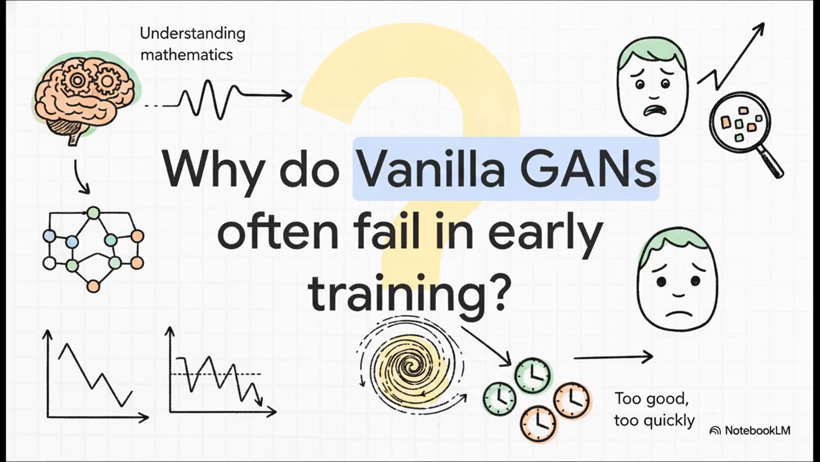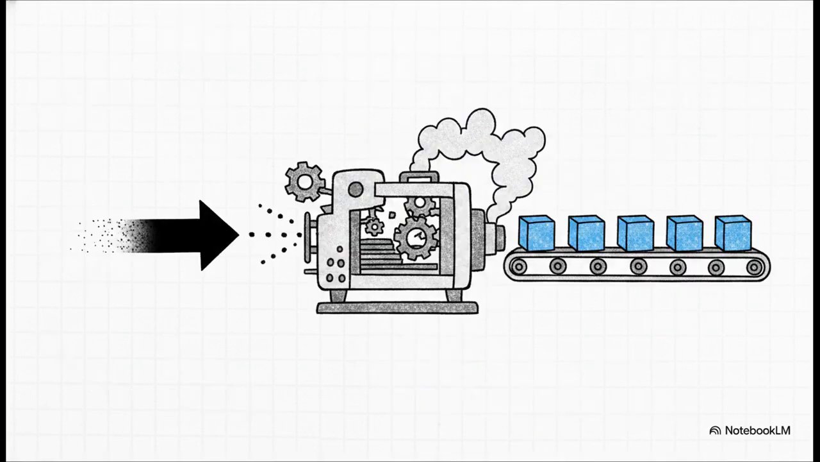Okay, time for our first flashcard. Think about this. It's a classic exam or interview question. What happens when the discriminator gets too good, too quickly, during that early training phase? The short answer? Total optimization failure.